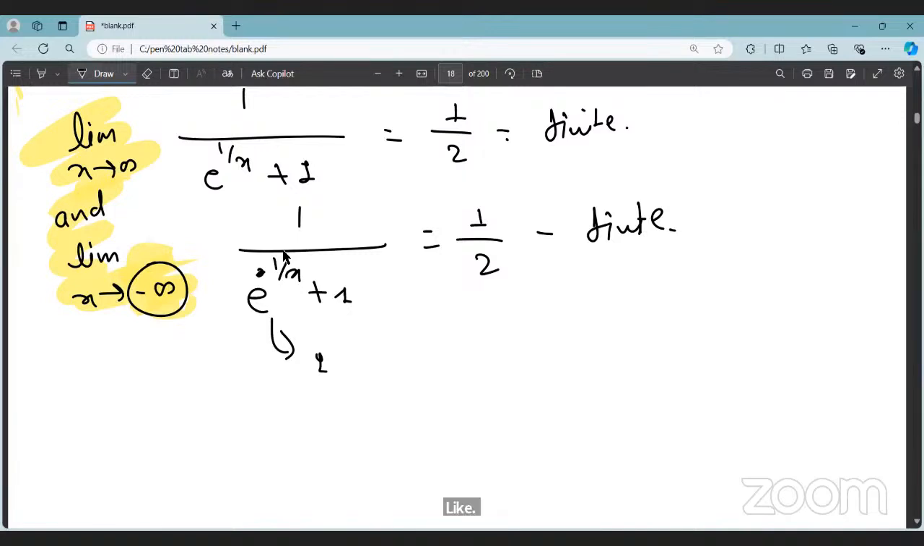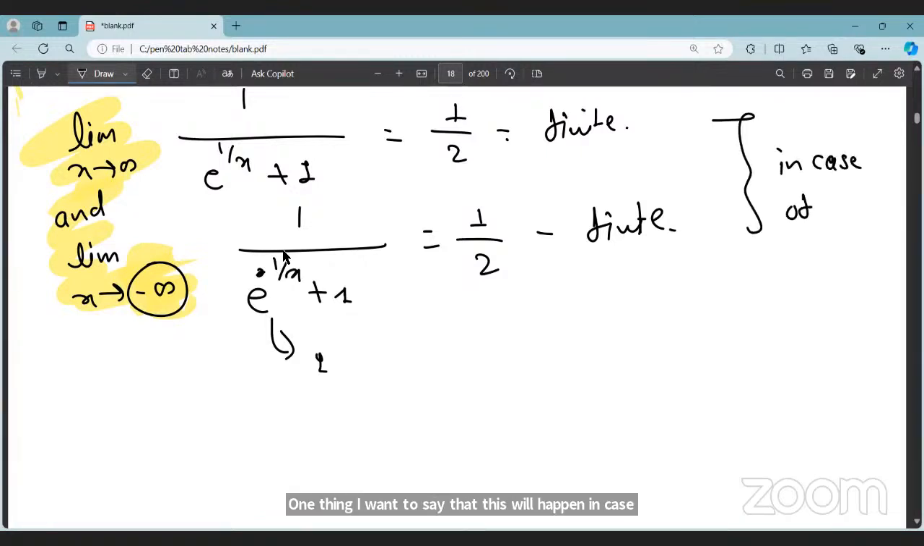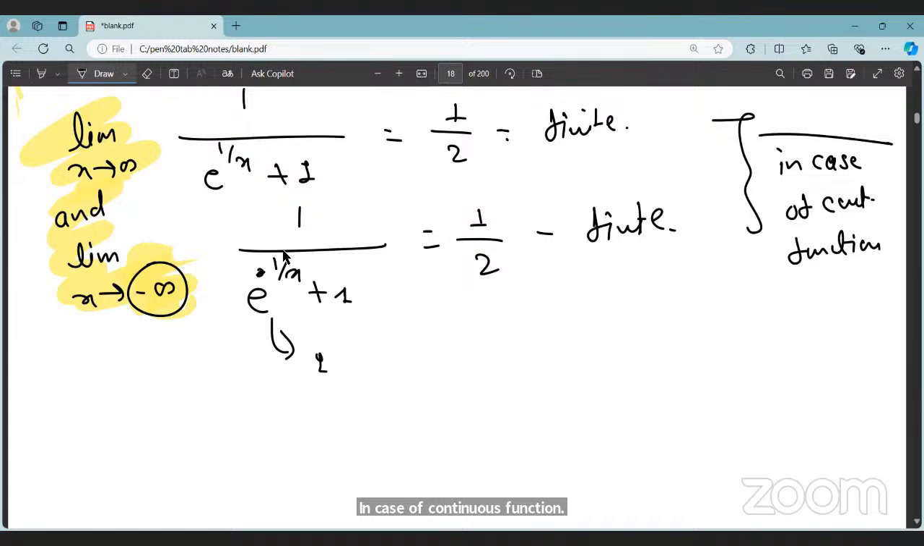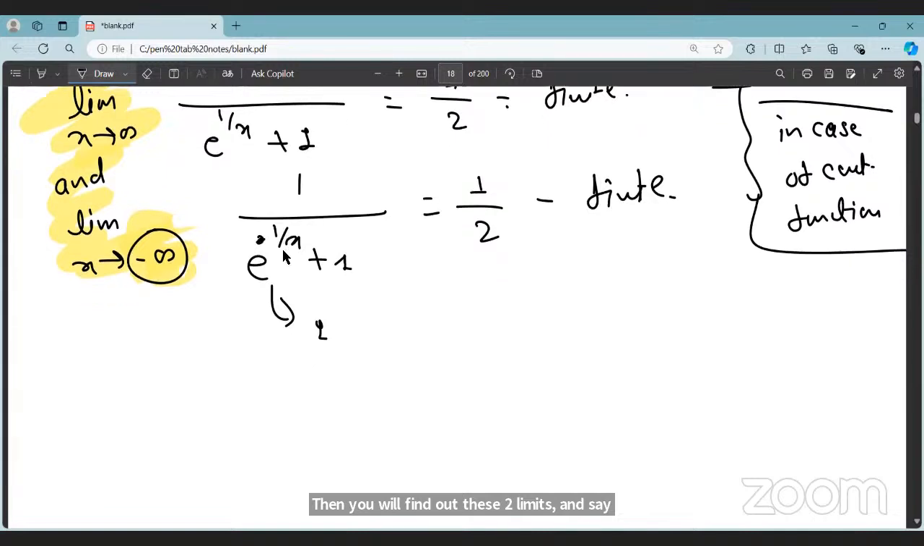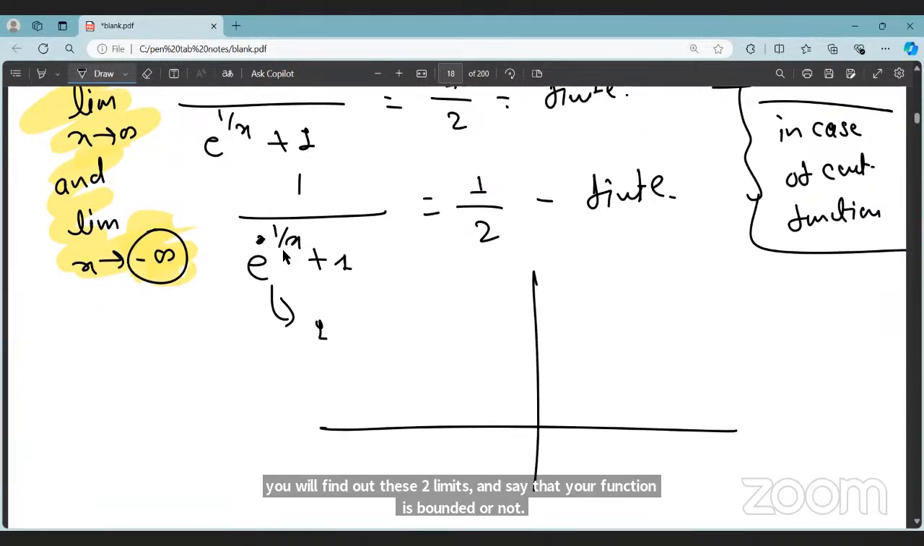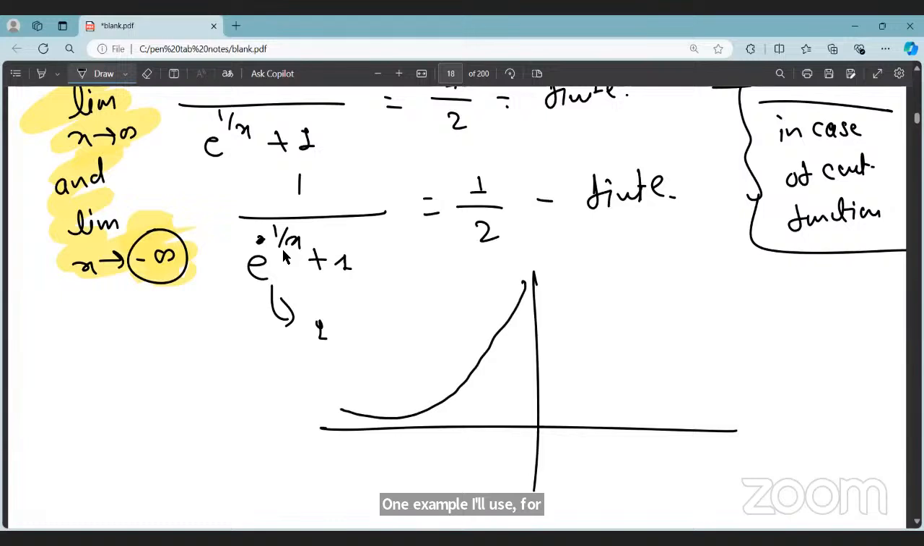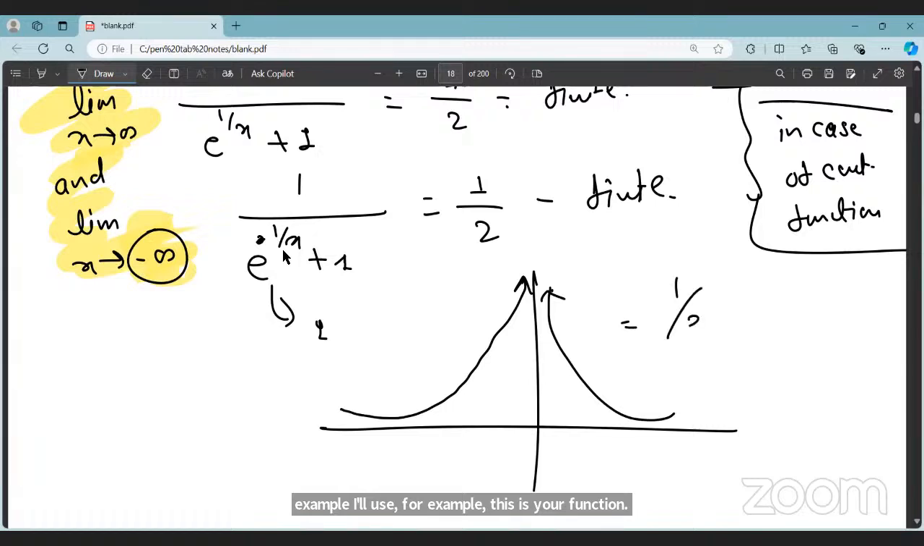But one thing I want to say is that this will happen in the case of a continuous function, not for any function. In case of a continuous function, meaning you are sure that your function is continuous at every point, you find these two limits and say whether your function is bounded or not. One example I'll give. For example, this is your function. This is actually basically the 1 upon x function, f of x equals 1 upon x.